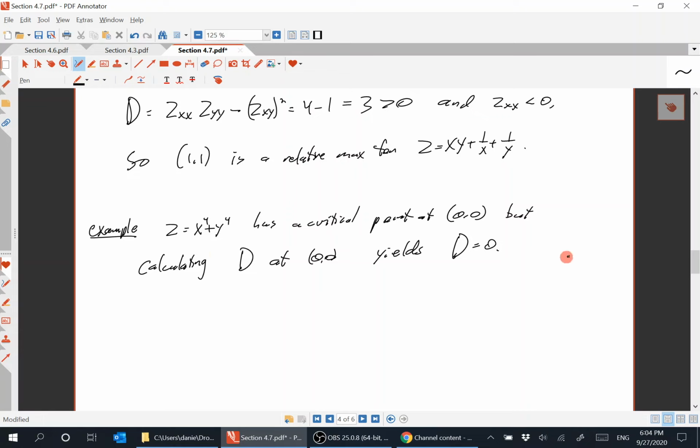Now, this function, it looks a lot like the paraboloid. It's just kind of more, it grows faster, so to speak. Right, so we see that critical point is a local minimum for the function, but calculating that d just gives you d equal to 0. Okay, so the d is not the best solution in the world, but that's just one way to tell. All right.